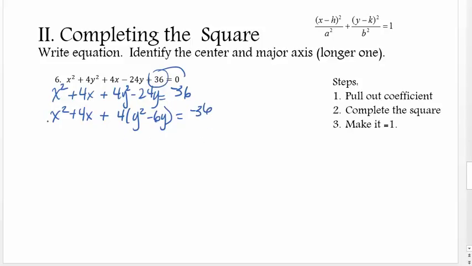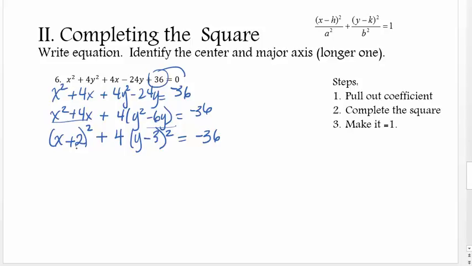Now we need to complete the square here, and we need to complete the square here. So we're going to do x plus half of 4, which is 2, and I'm going to square it. Plus, bring that 4 down. y, minus sign stays minus. What's half of 6? 3. Square it. Negative 36. Now we need to balance it.